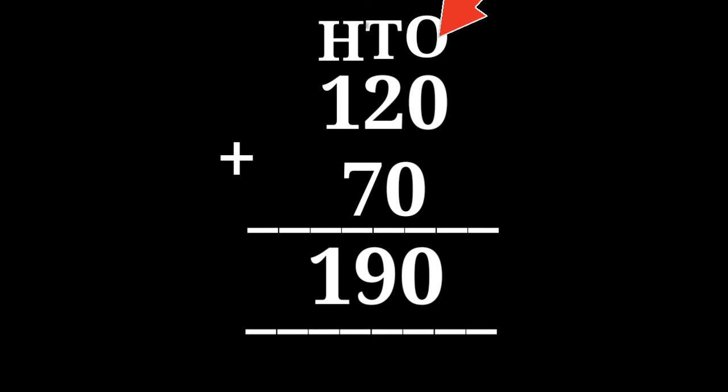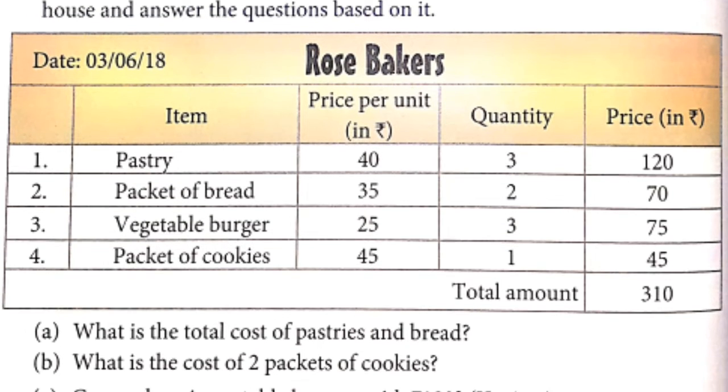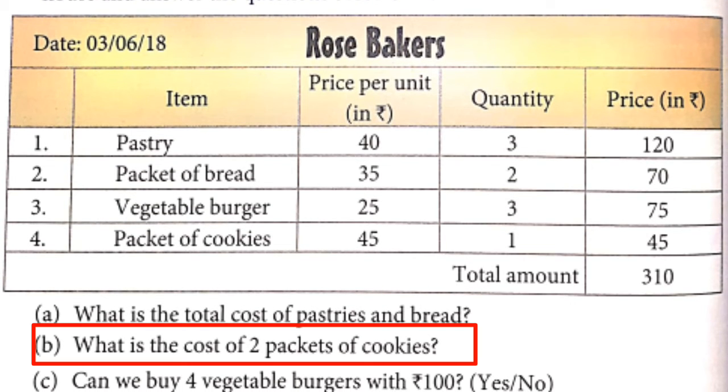So first we have to add in the ones place, and then tens, and then in the hundreds place. So the answer is rupees 190. Here the symbol for the price must be mentioned. We have to write the symbol for the rupees. Rupees sign should be mentioned here. So rupees 190. And now see to the second question.